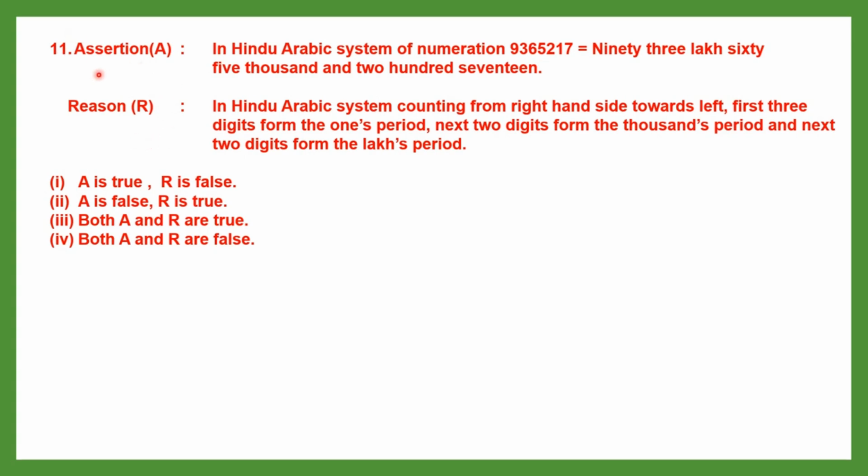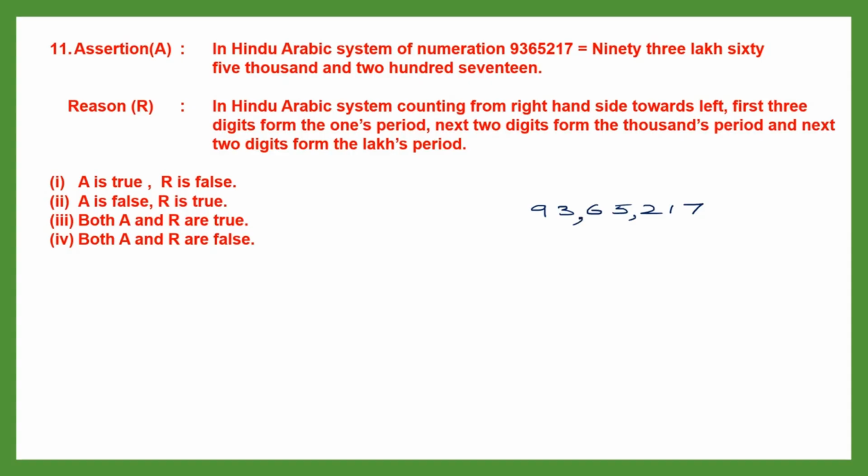Now let's look at what the statement is. What does assertion A say? In Hindu-Arabic system of numeration, this number is read as this. So let's write down this number first. So we have 9, 3, 6, 5, 2, 1, 7. Now let's place commas according to the Indian system. So we have one here and one here.